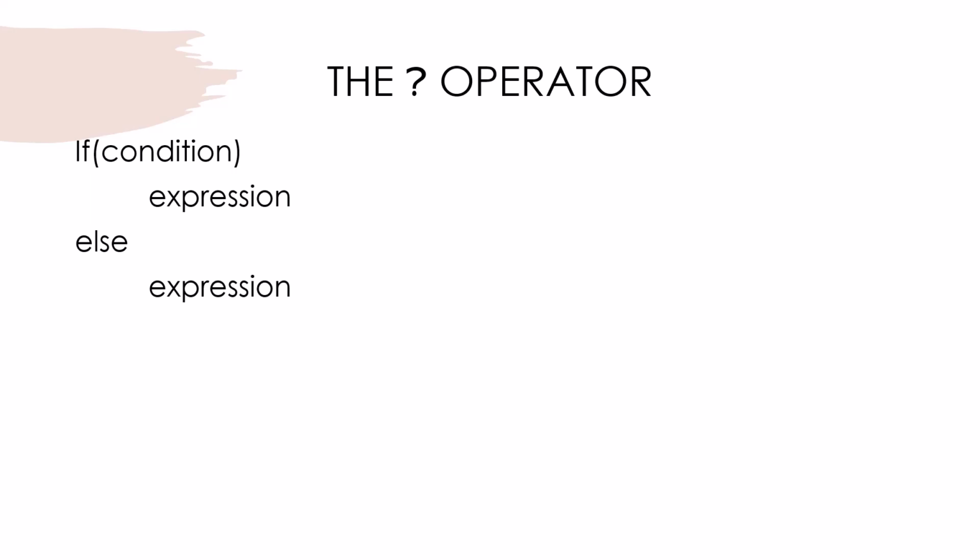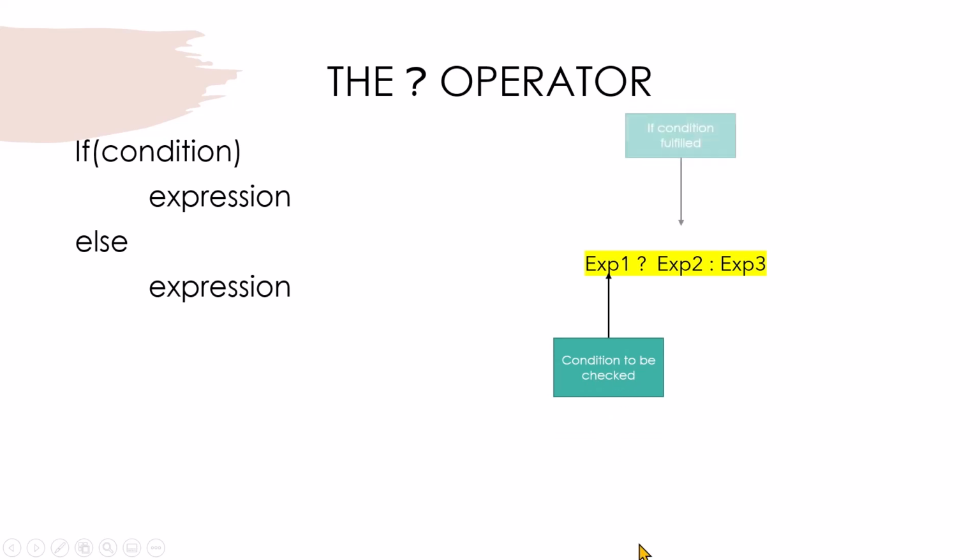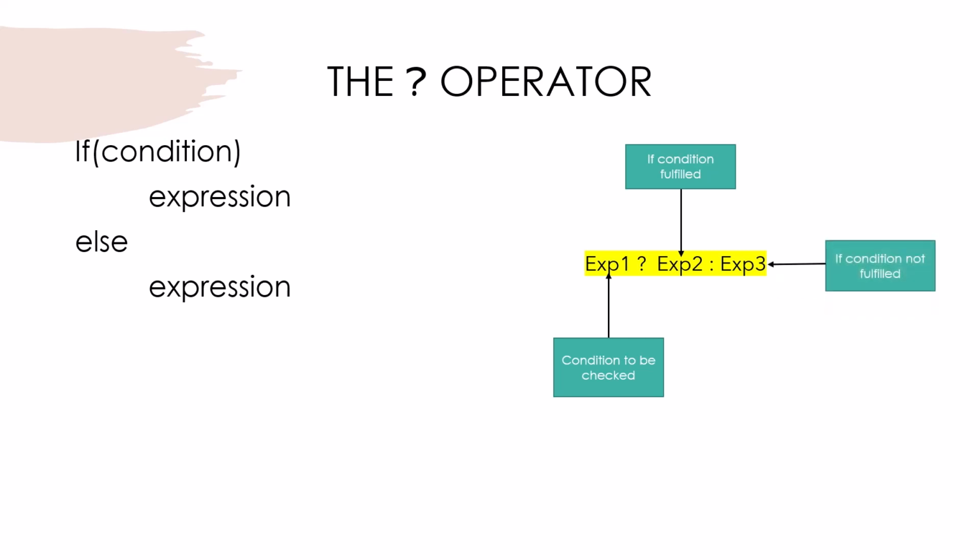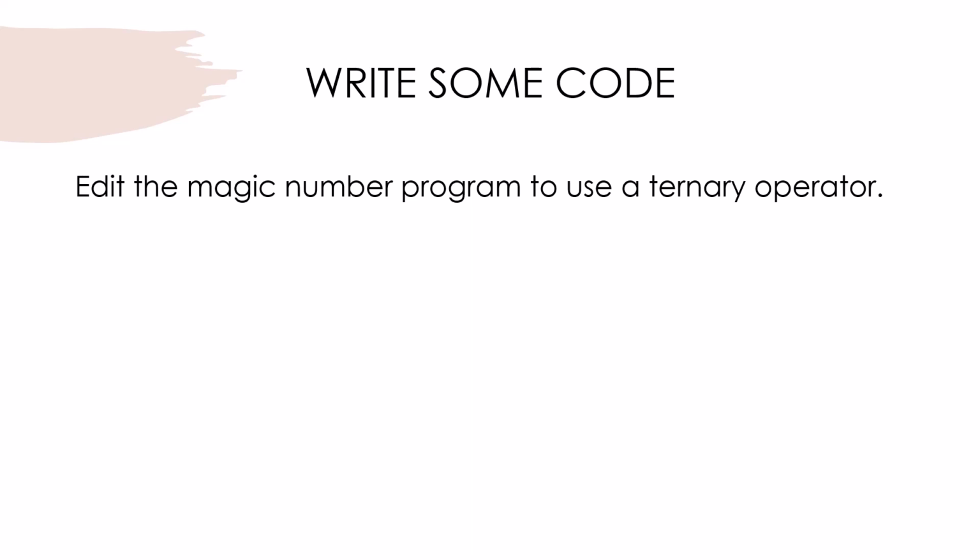The ternary operator. We've seen how the if condition is constructed. We have the ternary operator that can shorten the code. How does it work? Expression 1 is the condition to be checked. Expression 2, if the condition is fulfilled, will be executed. If the condition is not fulfilled, expression 3 is executed. Edit the magic number program to use a ternary operator.